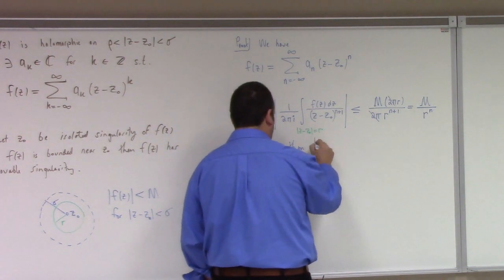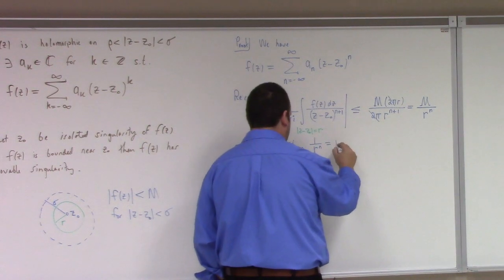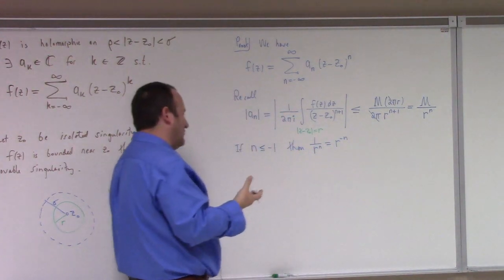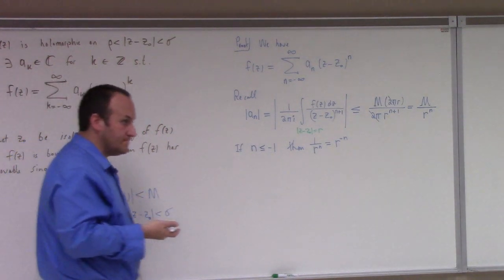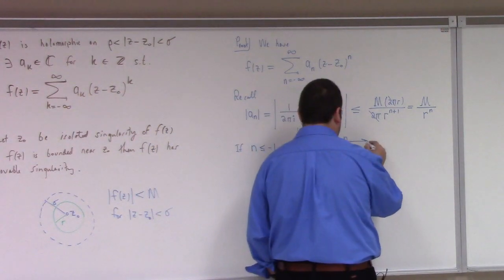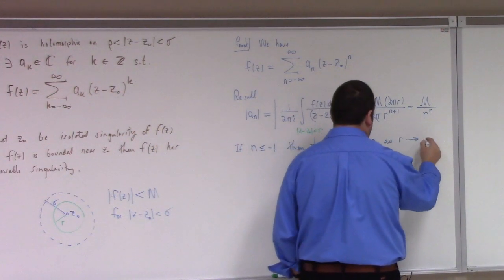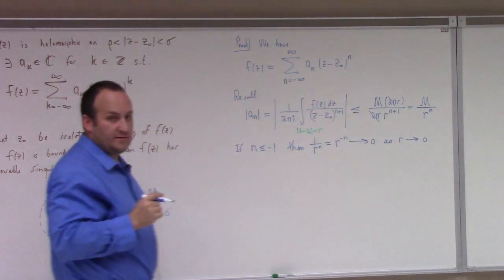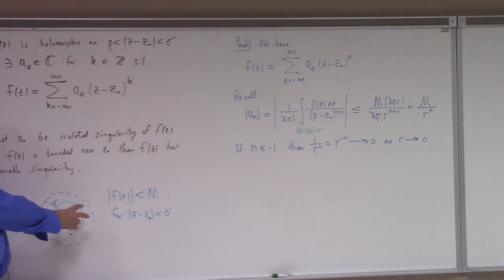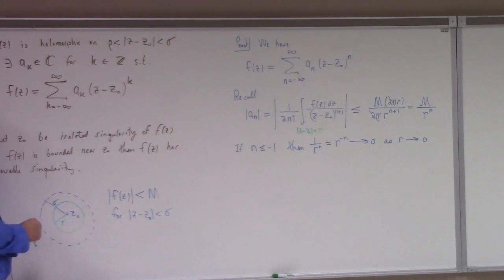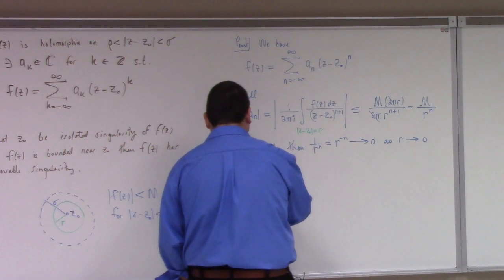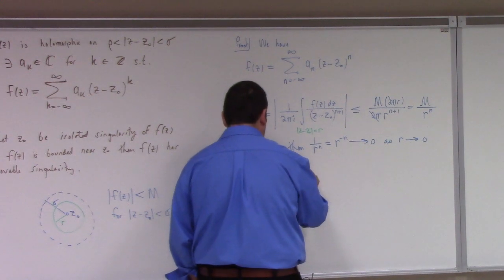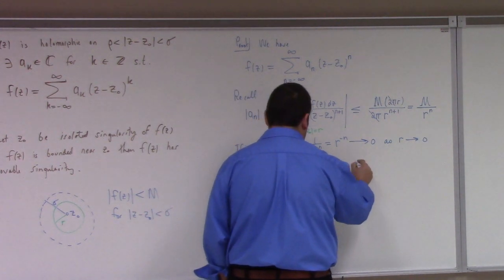then 1 over r to the n is really equal to r to the minus n, which is r to a what? It's r to a positive power, right? And as r goes to 0, what happens to that? Yeah, this goes to 0 as r goes to 0. And certainly, we can shrink this circle to 0, right? So, therefore, a sub minus 1 equals a sub minus 2 equals a sub minus 3 equals dot, dot, dot, equals 0.